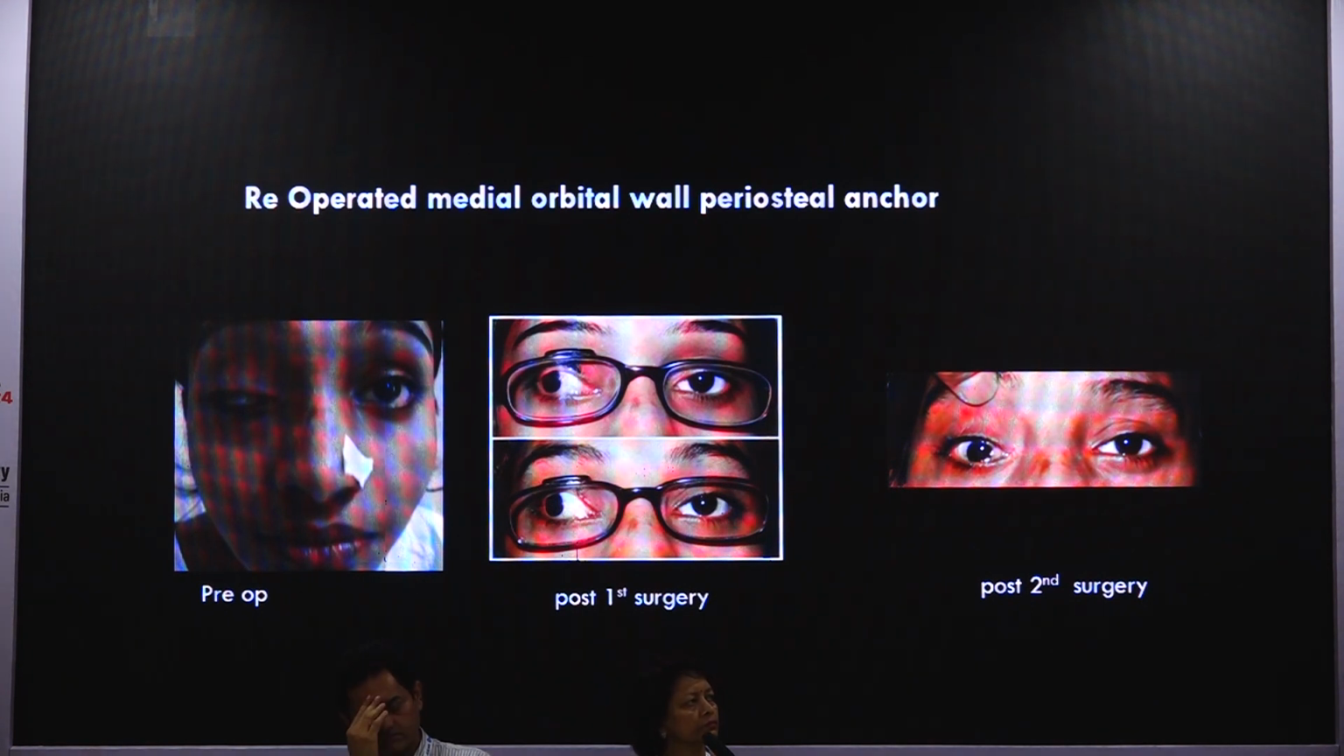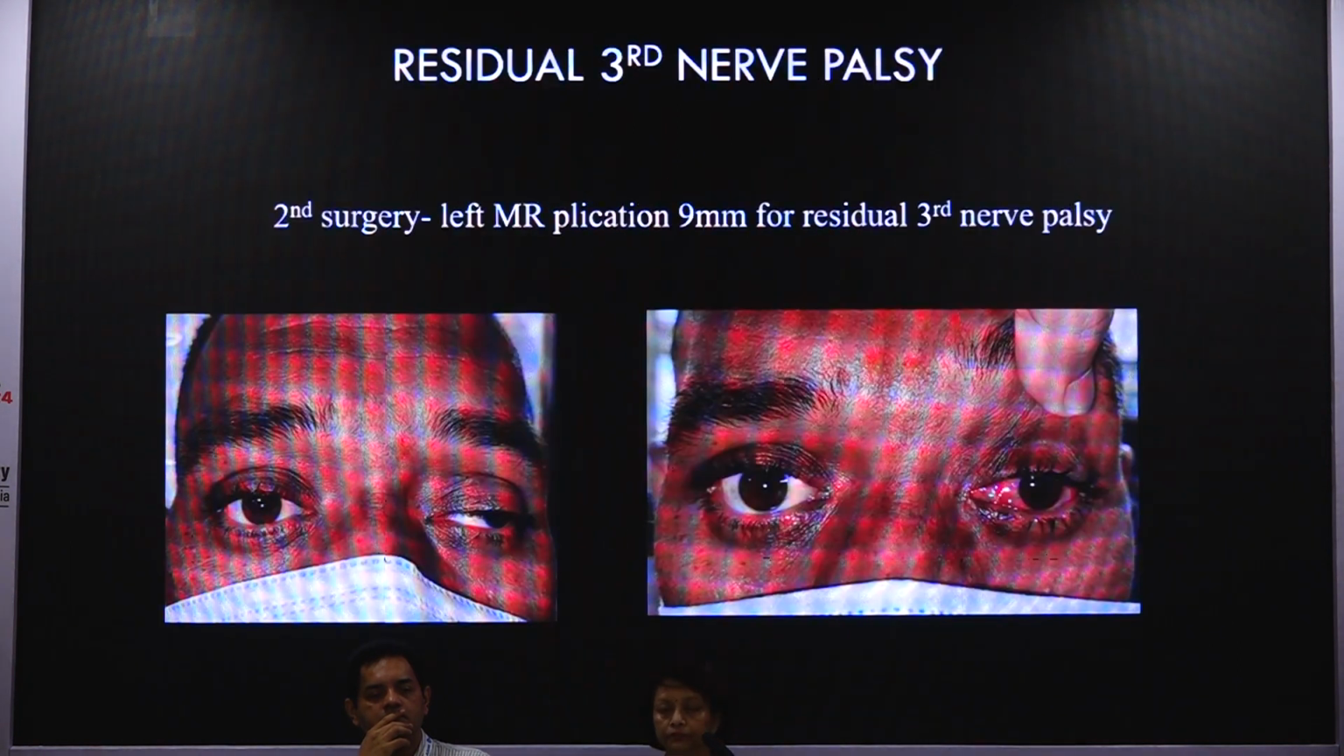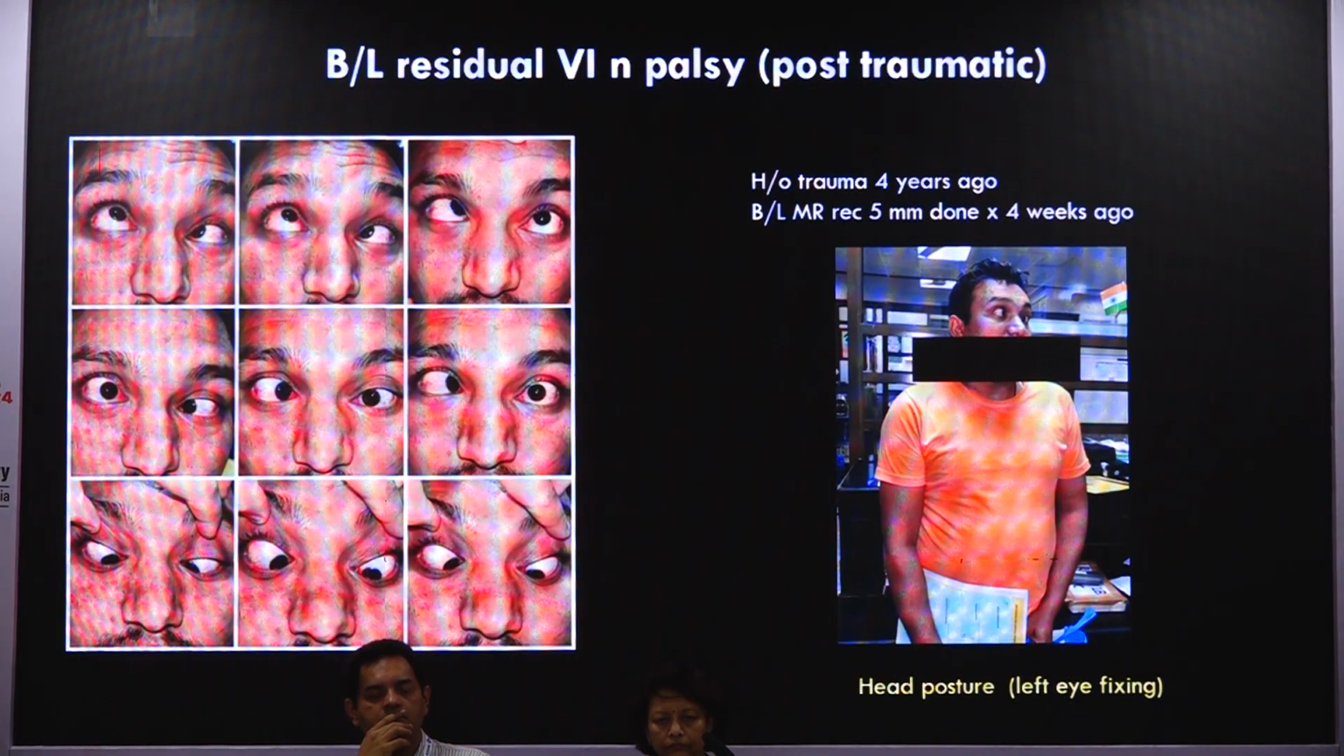So as I mentioned, this is a kind of fail-safe surgery I always turn to when you have unhappy patients and you don't know what to do. So we went in again, we removed all the sutures and fibrosis, and repassed the non-absorbable through the medial wall periosteum. This is just another, you can see that a residual third nerve palsy, bilateral lateral rectus recession had been previously done. We did a large plication. Again, not such a great intervention in a third nerve palsy, but definitely better than what he came in with. So that was for third nerve palsy.